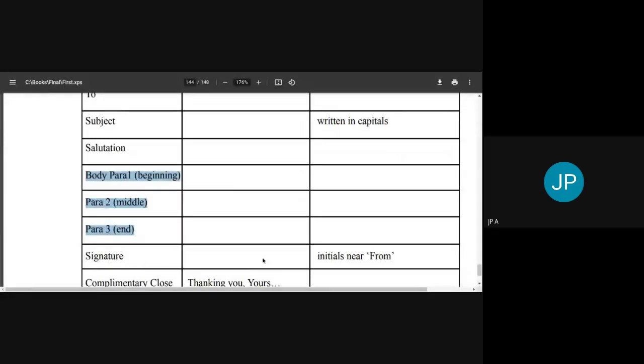Signature is present in a letter, but we don't have a signature in a memo. A letter has a signature, but a memo does not. So what do we have instead of a signature? Instead of a signature, the person who is sending the memo will put his or her initials near the from name. For example, if I am writing, I will write it like this.